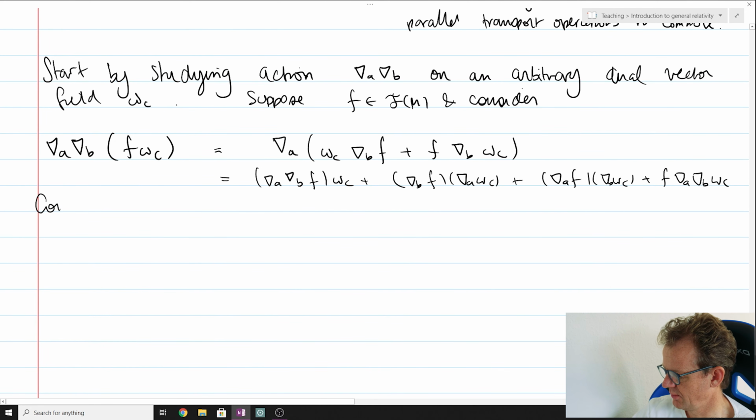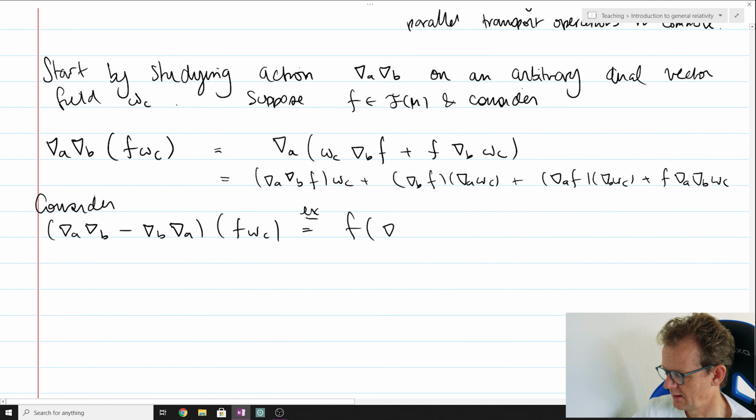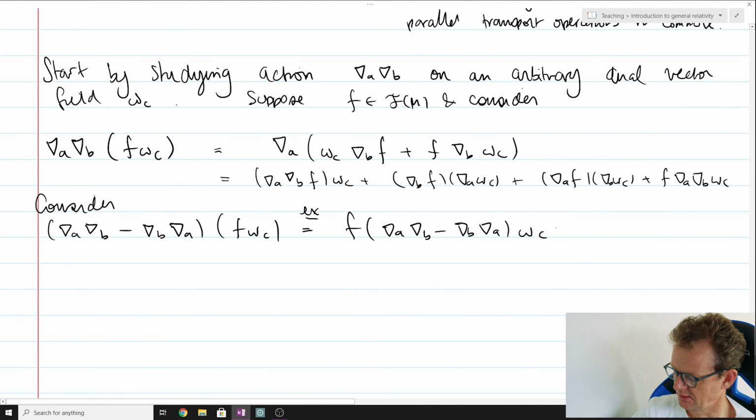So I've already essentially given you the proof of the next statement, the one that really will characterize the Riemann curvature tensor. Let's consider the difference of doing a teeny infinitesimal parallel transport along the A slot vector and the B slot vector. The difference of doing it one way and the other. Well, it's a little exercise where I've basically told you how to do it. You note that this is true, right? You see that the difference of these two derivative operators when applied to f omega c is the same as f of these derivative operators applied to omega c.